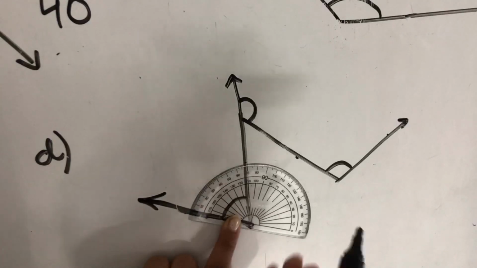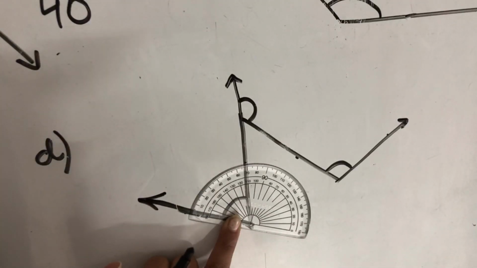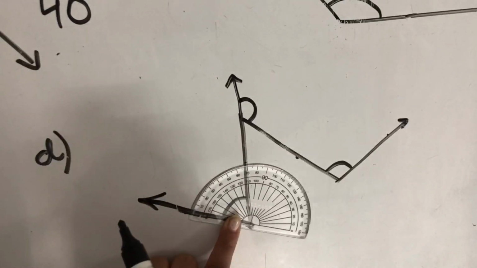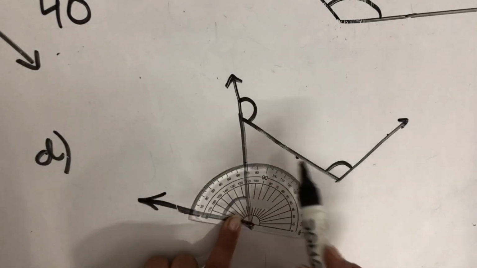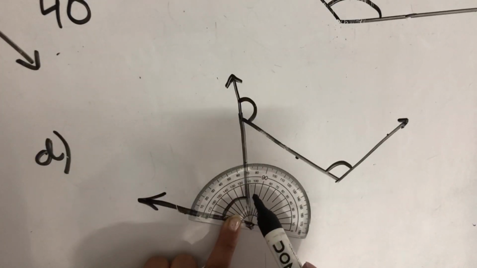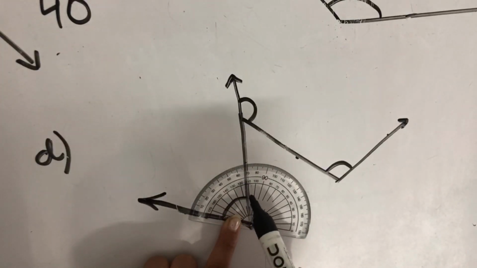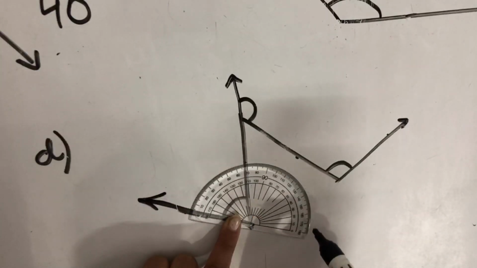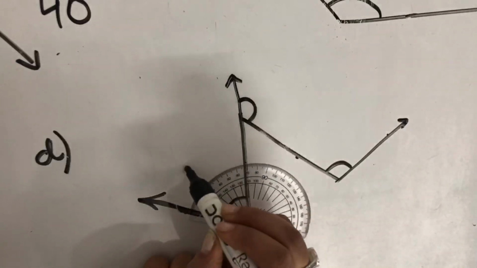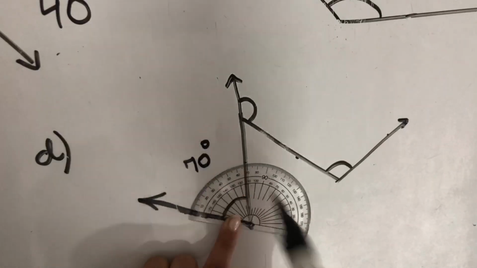Now see, there is a difference while measuring this angle. This arm is now on left hand side, and I have told you that whenever the arm of the angle is on left hand side, you have to measure from outer circle. If you measure from inner circle, you will get 110, which is wrong. You have to measure from outer circle. So on the outer circle the value is 70 degree.